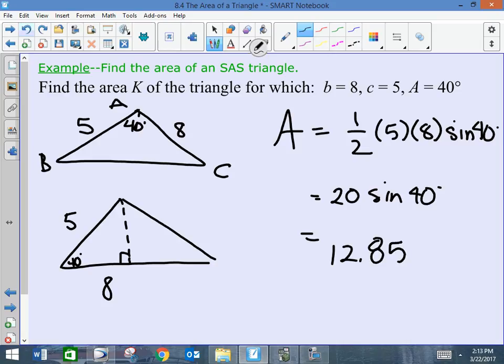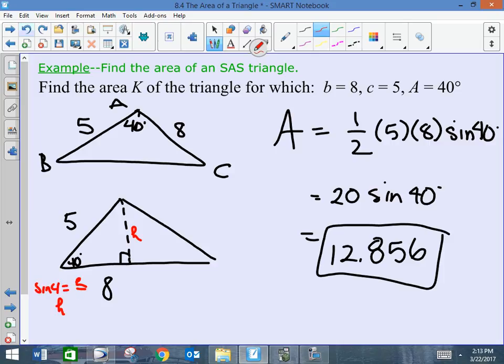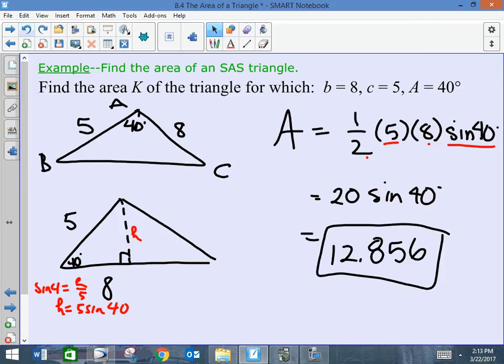12.856. Here we go. We don't have any units, so we're not going to worry about demonstration. Okay. So it's easy if you can remember. If you can't, then you just set it up and you say, all right, let me find my H. My H is sine of 40 equals H over 5. Okay, there's your 5 sine 40, and there's 1/2 of 8. Okay? So do whatever you are comfortable.